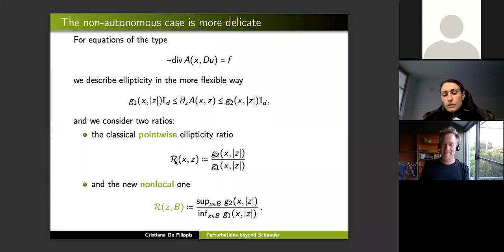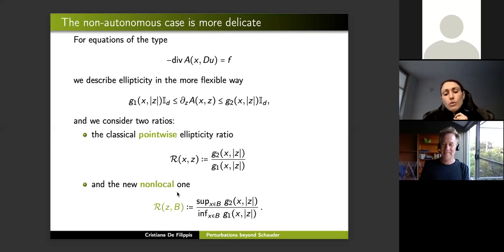Now, what is the need of introducing those two quantities? The first one, in some sense, measures the second derivatives of D_z of A, and measures their proportionality, whether they are proportional to each other or not.